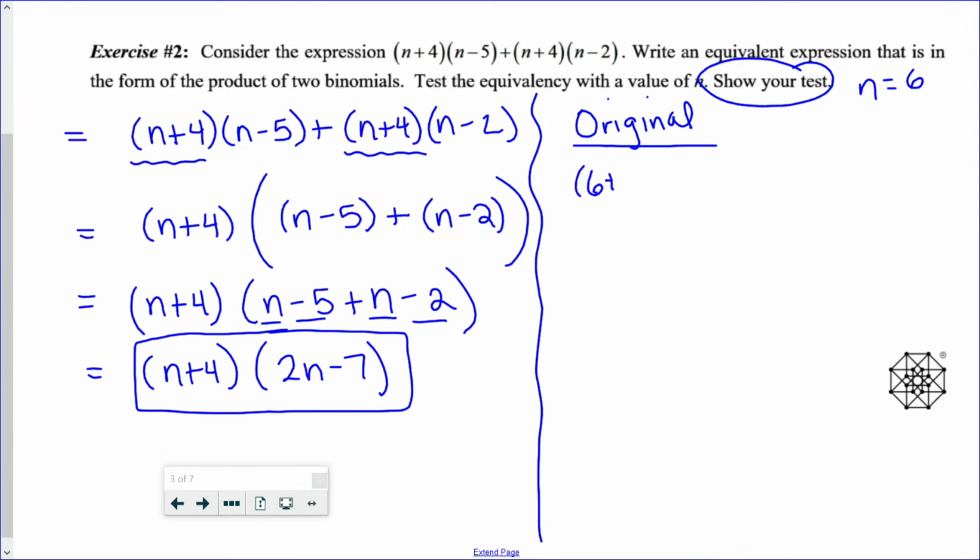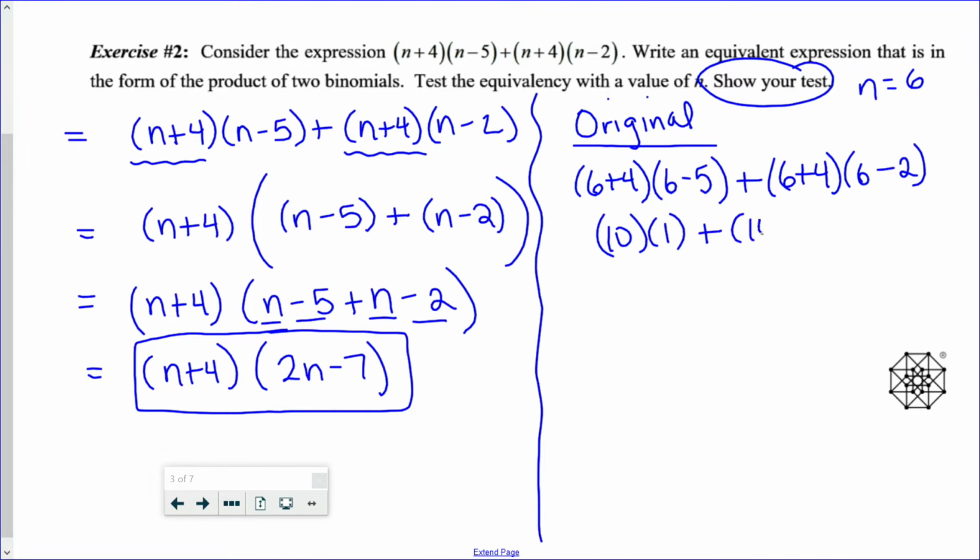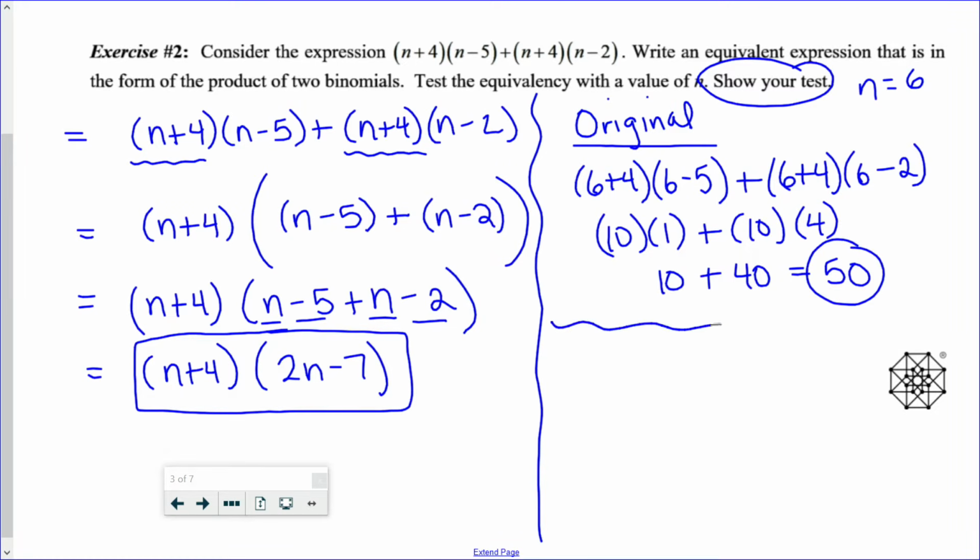I've got 6 plus 4 times 6 minus 5 plus 6 plus 4. Notice how that's repeating. Times 6 minus 2. 6 plus 4 is 10. 6 minus 5 is 1. 6 plus 4 is 10. 6 minus 2 is 4. 10 times 1 is 10. 10 times 4 is 40. Add them together, and I get 50. All right? That was with the original.